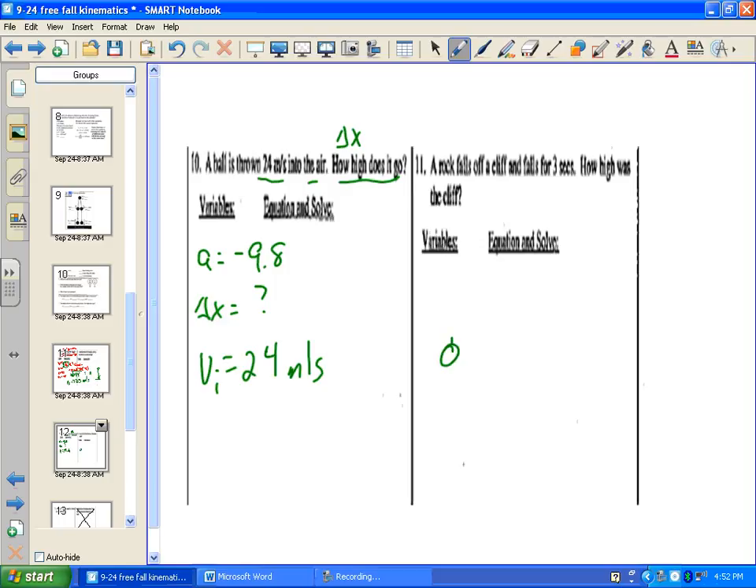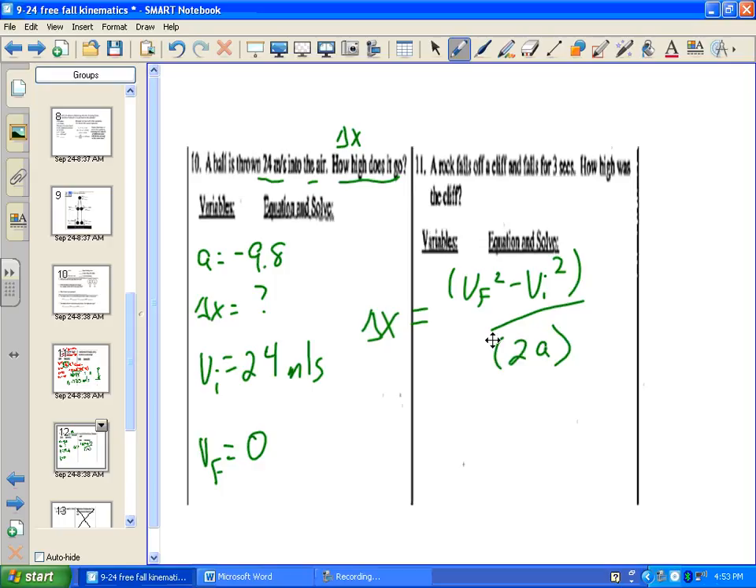As an object goes up, it reaches its highest point and then begins to fall down. At the very top, the VF, right up here, we're going to call that 0. That's our highest point. When we stop going up, we're no longer moving up. When we start to fall down, our VF is 0. So we're going to rearrange that same equation and say delta x equals VF squared minus VI squared over, and put in parentheses, 2 times the acceleration.